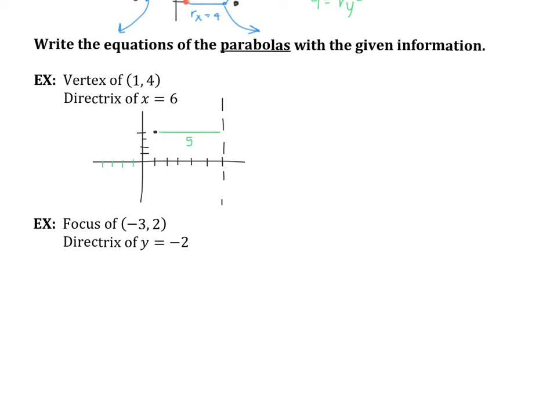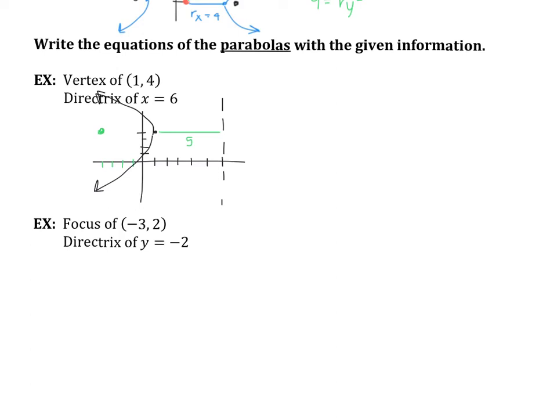In this direction, there is the focus, which shows me that I'm going to be opening to the left because I need to have my focus in the curve. Well, this gives me a lot of information to work with. I now know that I have 5 away, so that's my p-value. And now I can start looking at my equation.